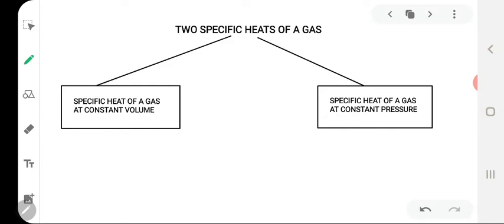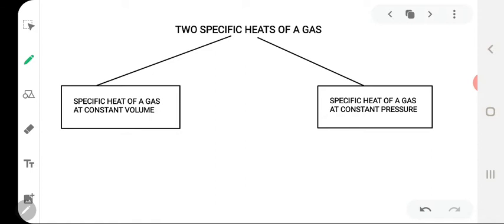However, it is not true with gases. When a gas is heated, the volume and pressure may also change with increase in temperature. Hence, a gas can have any value of specific heat depending upon the condition under which it is heated. So the specific heat of a gas needs a definite meaning. It can be defined in two ways. We have specific heat of a gas at constant volume, and then we have specific heat of a gas at constant pressure. How to define it?